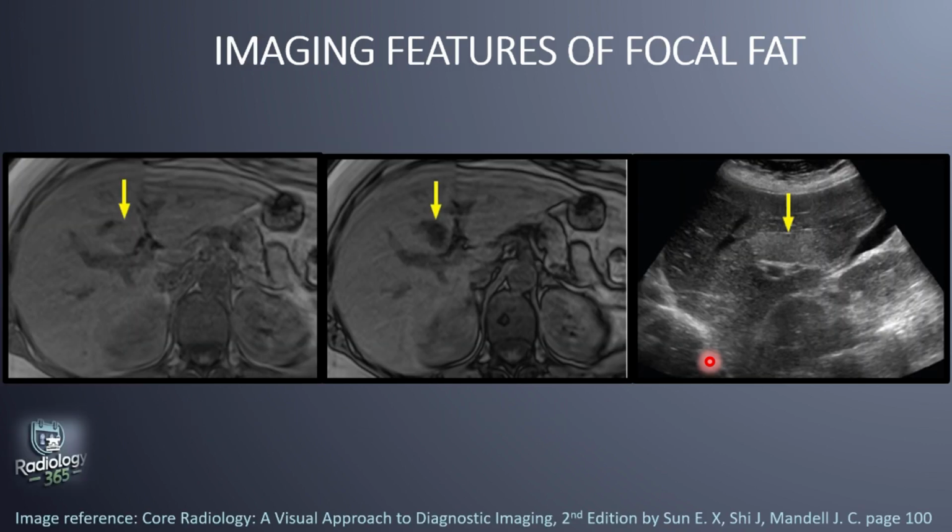So this image shows focal fat on both MR and ultrasound. We see a mass-like region in hepatic segment 4 pointed to by the arrows, and this area demonstrates focal loss of signal on the out of phase image. On the ultrasound, we see this focal area of hyperechogenicity, and all these represent focal fat.